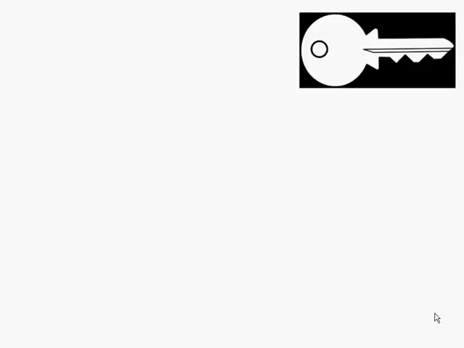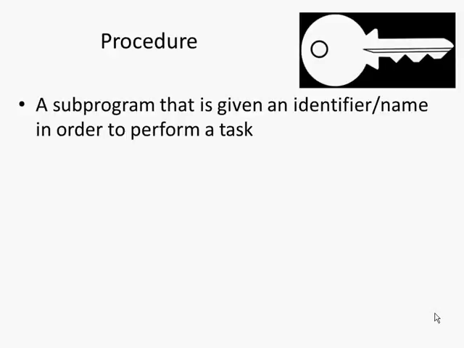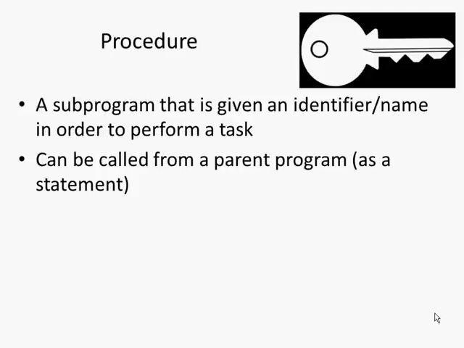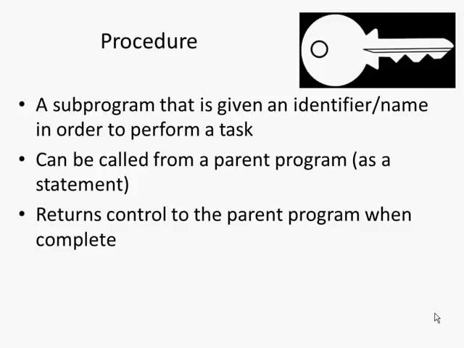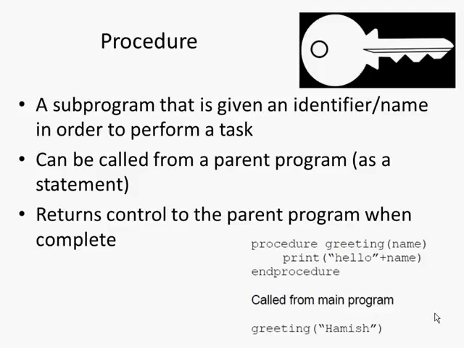Thinking specifically about procedures, the key things you might need to know for an exam, as well as being able to code them, are that a procedure is a subprogram that is given an identifier or name in order to perform a task. A procedure can be called from a parent program as a statement, and then returns control to the parent program when complete. Now, this at the bottom right is taken from the exam board's pseudocode guide. So this is what some pseudocode for a procedure may look like in an exam question. And then how it is called from a main program might look like the code here at the bottom.